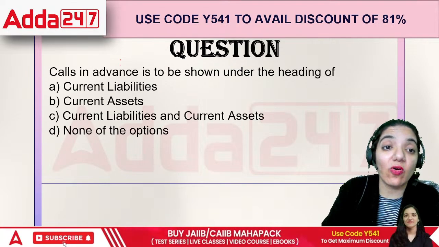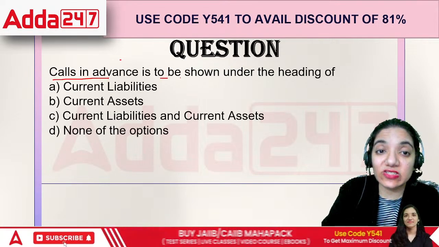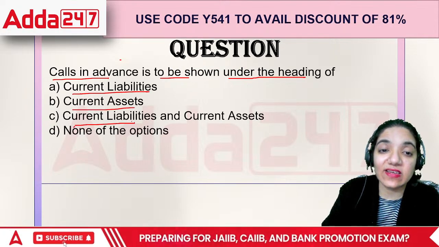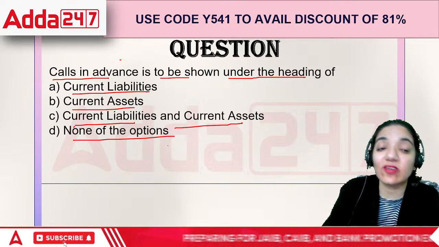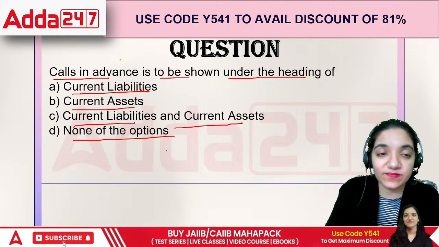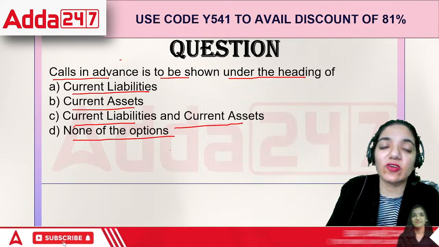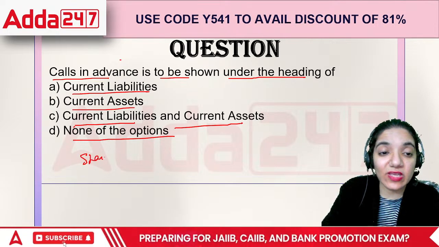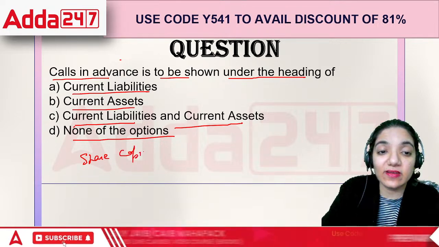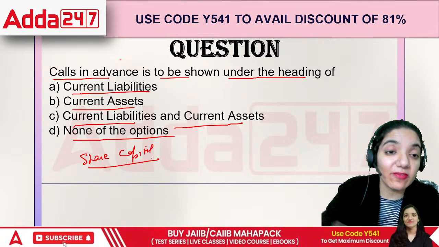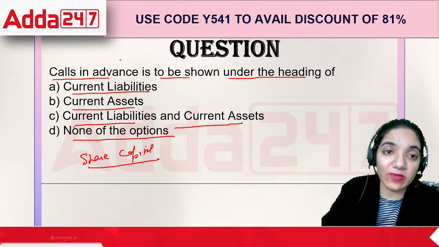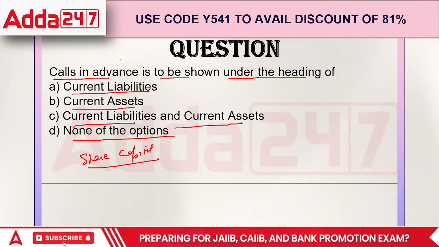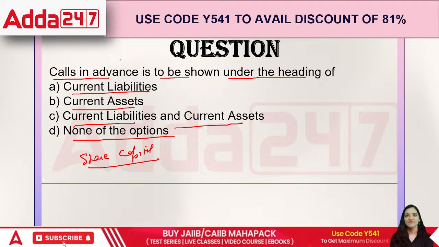Next question. Calls in advance is to be shown under the heading of current liabilities, current assets, current liabilities and current assets, or none of the above. If we talk about calls in advance, that means people have paid their share call basically before we call it from them. That means before the amount becomes due, the people have paid their amount. So in this case, what will happen?